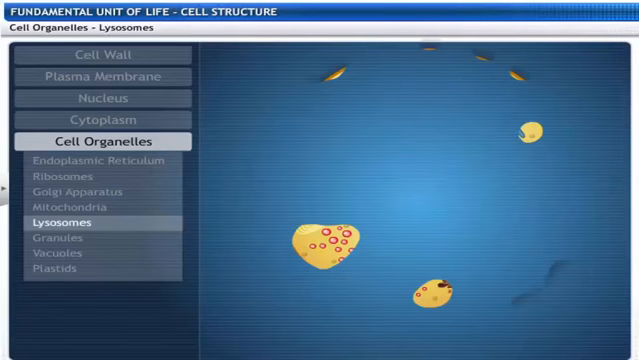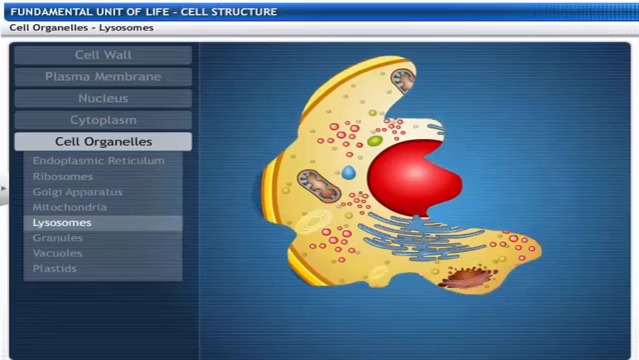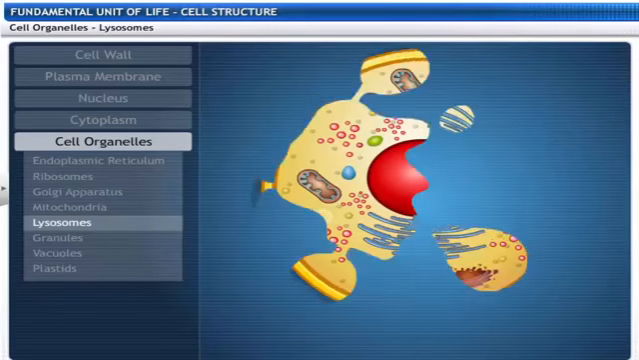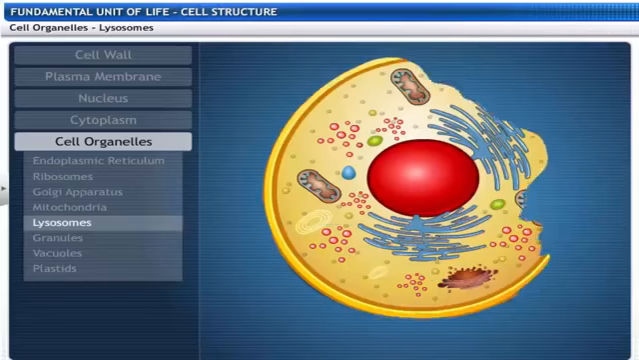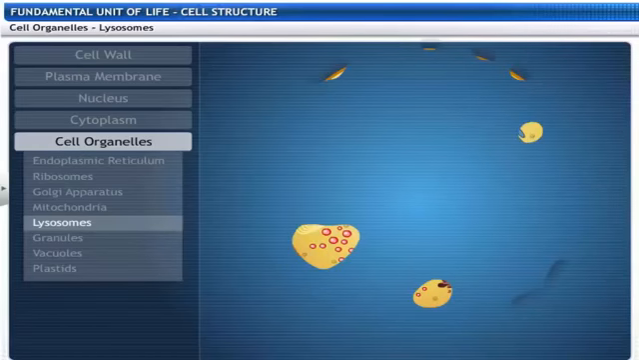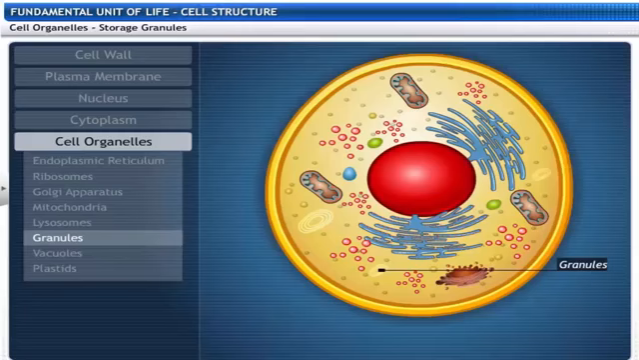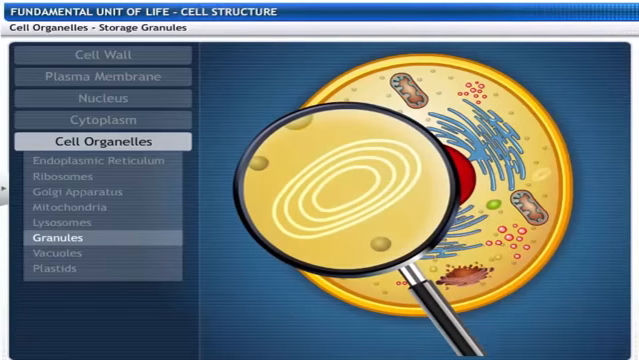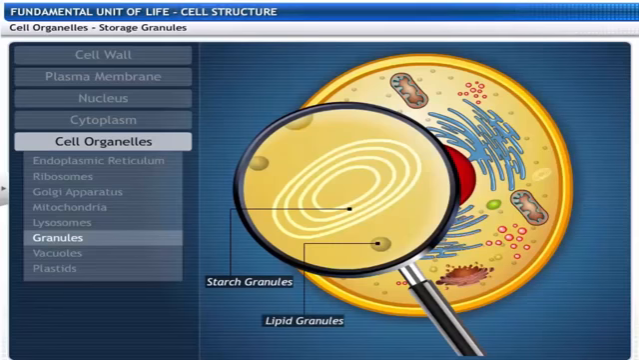Interestingly, lysosomes are also known as suicide bags. When the cell gets damaged, the lysosome may burst and its enzymes may digest the cell itself. Let's now focus on the storage granules. They are of two types. Starch granules are storage droplets of starch. Lipid granules are storage droplets of fat.